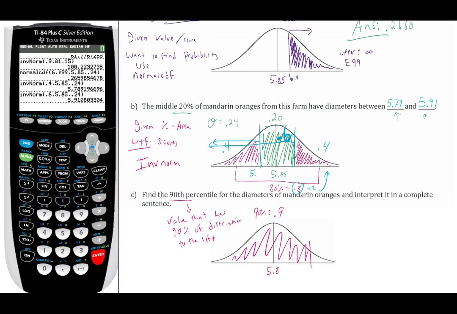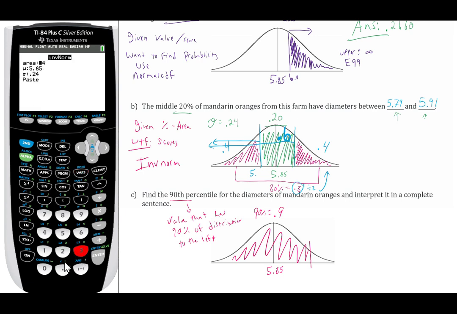Again, we know that the mean is 5.85. And these are quite straightforward. In the TI calculator, we're just going to press second vars. Number 3, area is 0.9 because it's to the left. Mean and standard deviation stay the same. Press enter. And we'll find that we get 6.167 centimeters.